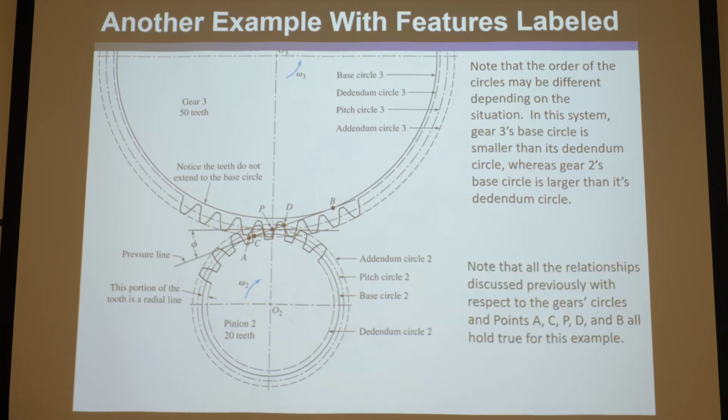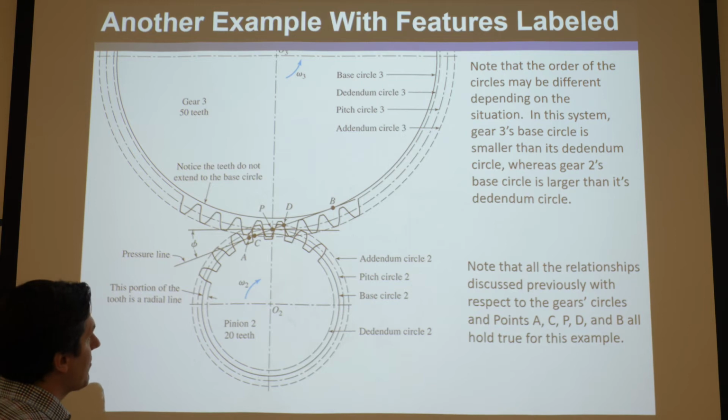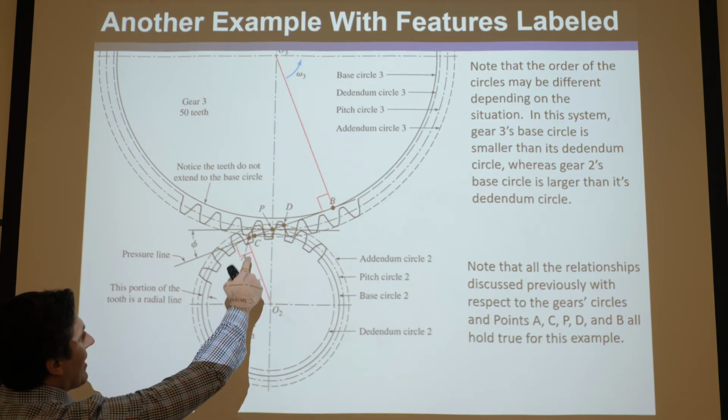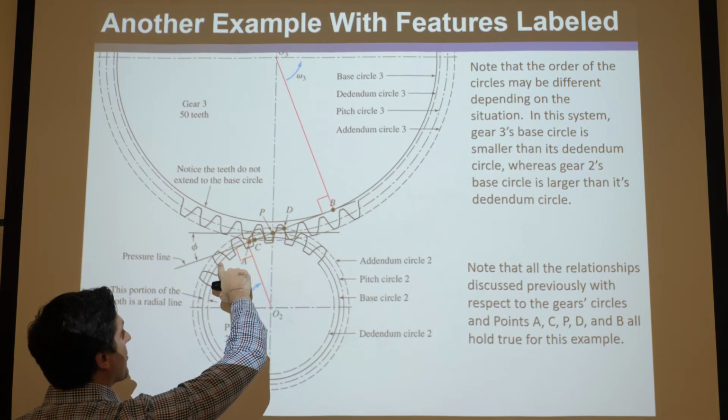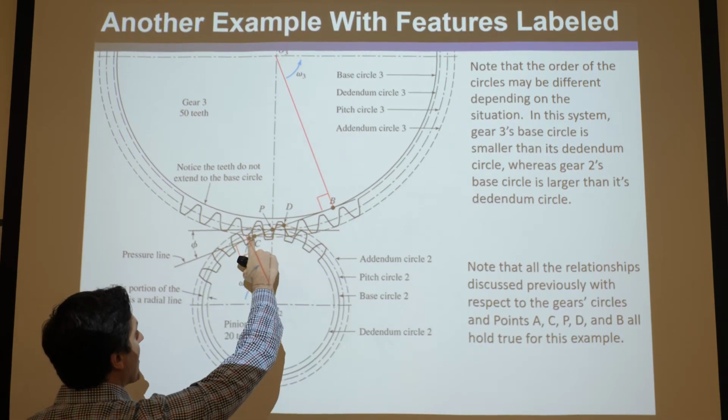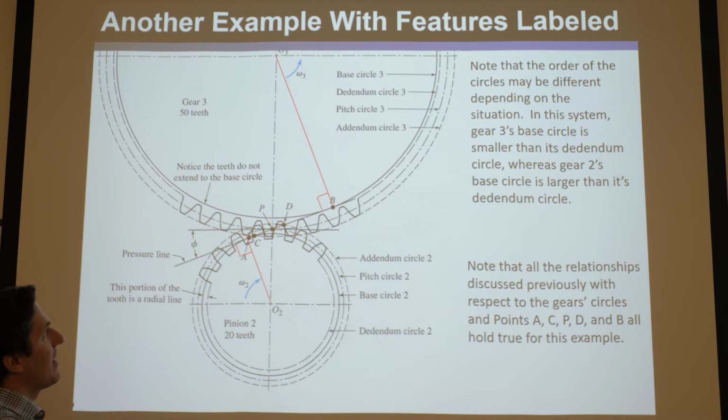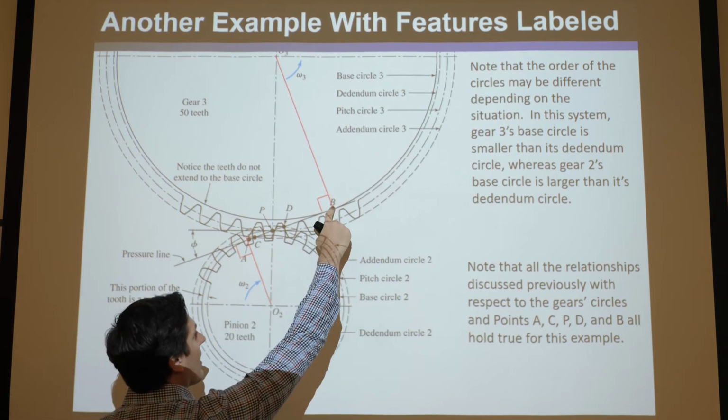Okay, and also notice the relationships between A, C, P, D, and B, essentially. They all hold true, okay? Remember, A is the point where, if you draw from O2 to the base circle that's perpendicular to the line of action, that's where that point hits. And same thing, B is right there.